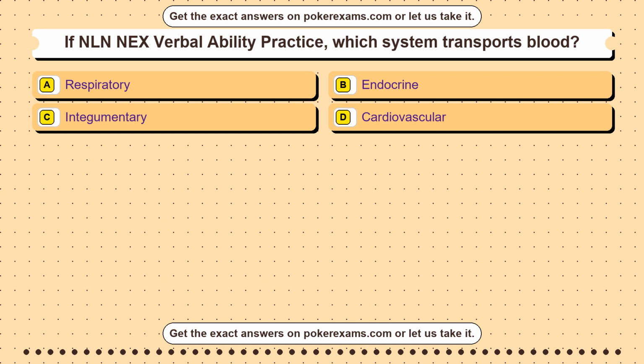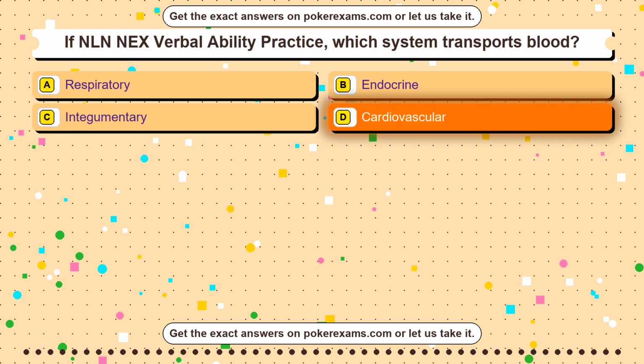Question 10. If GED statistics practice, which government system lets citizens vote for representatives? Option A, absolute monarchy. Option B, dictatorship. Option C, oligarchy. Option D, representative democracy. The correct answer is option D.